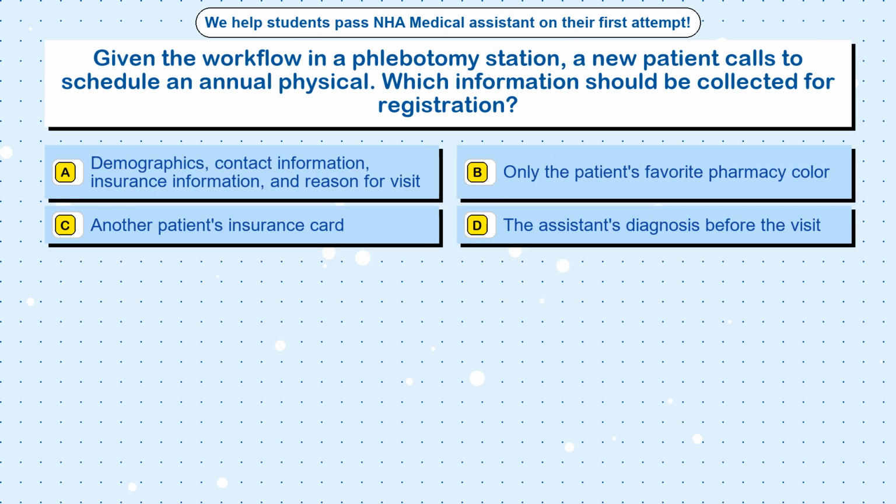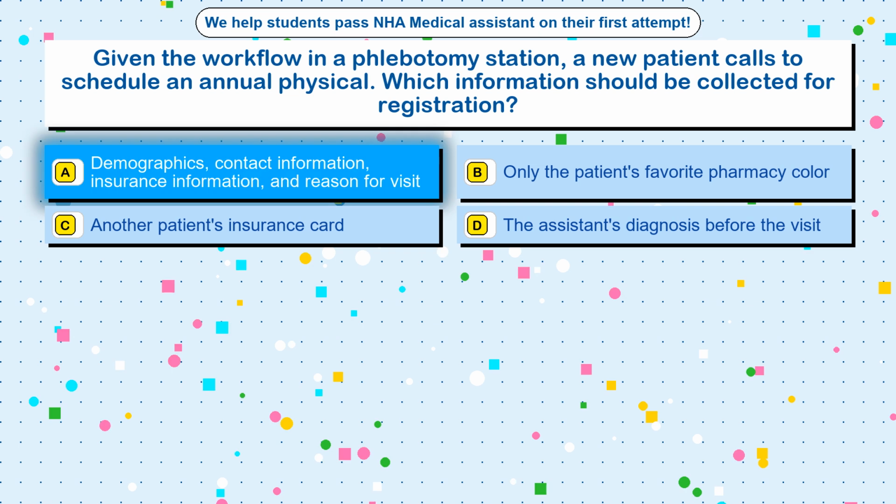Question 47. Given the workflow in a phlebotomy station, a new patient calls to schedule an annual physical. Which information should be collected for registration? Option A. Demographics, contact information, insurance information, and reason for visit. Option B. Only the patient's favorite pharmacy color. Option C. Another patient's insurance card. Option D. The assistant's diagnosis before the visit. The correct answer is option A.